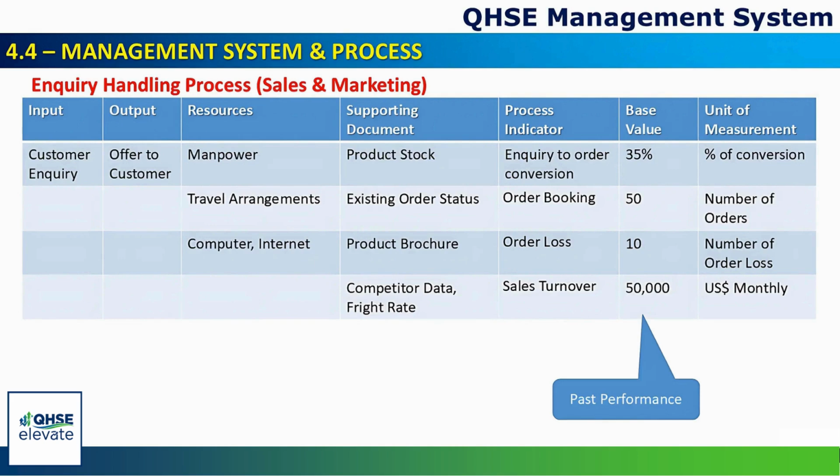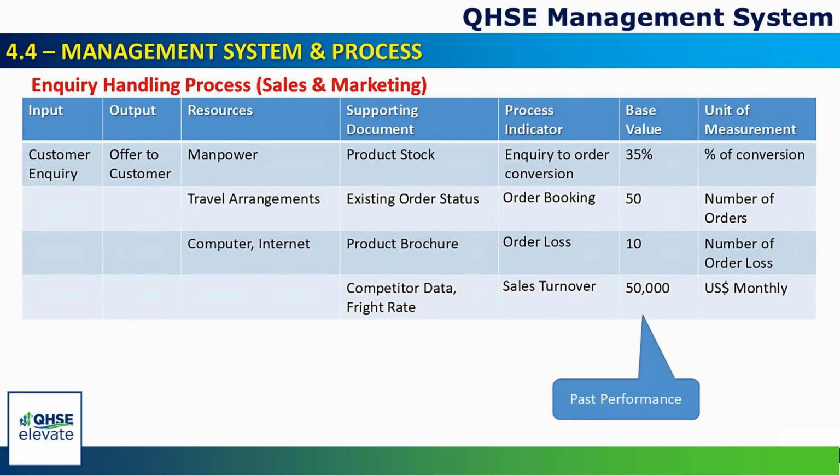At the same time, we need product stock status, current order status, product brochures, competitor data, freight rates, and many other supporting documents. In conclusion, a number of resources and supporting documents are required to convert input into output for the execution of the process.